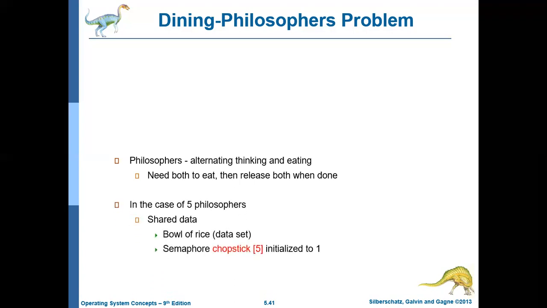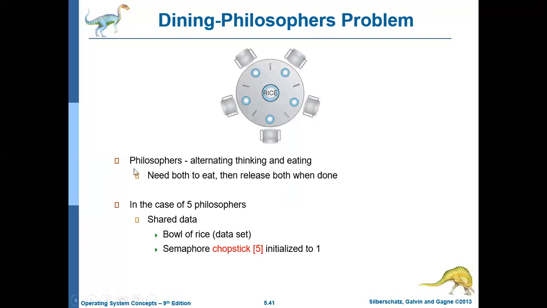And there will be some rice in the middle of the table that will be shared by all the philosophers. The chopsticks are also shared, because there are totally five chopsticks, but each chopstick is shared by two philosophers. The five chopsticks are represented using an array. Okay, so this is the pictorial representation of that.